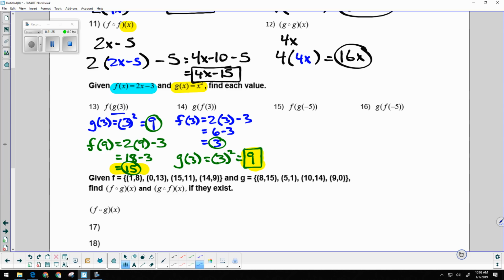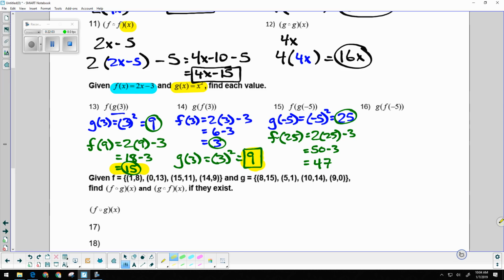Okay, number 15, we're going to plug negative 5 into g first. So g of negative 5 is equal to negative 5 squared, which is 25. Now we are going to take that 25 and plug it into f. So f of 25 is equal to 2 times 25 minus 3, which is 50 minus 3, which is 47. So our answer to 15, again I'll highlight it, is 47.